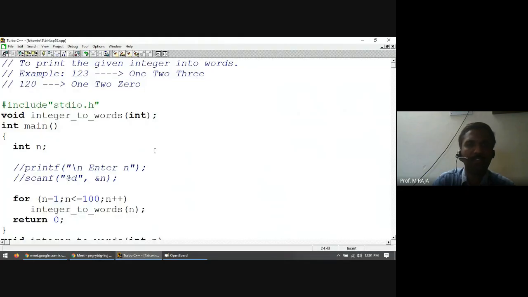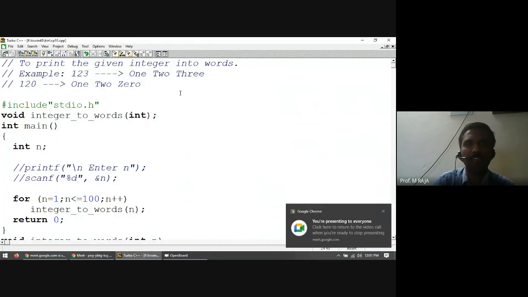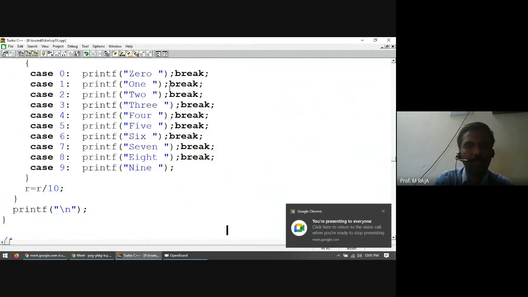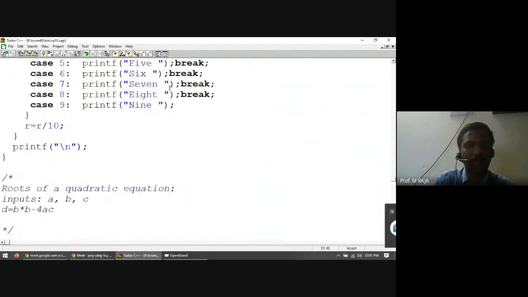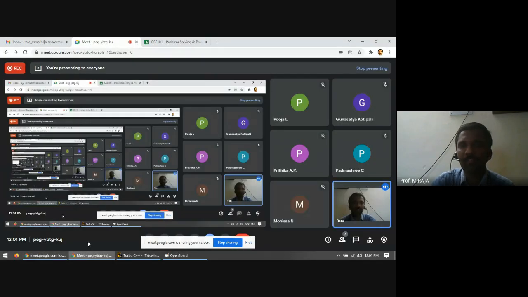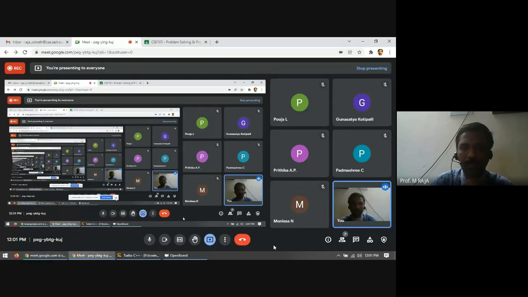Finally, we have discussed how to convert the given integer into words, and I asked you to solve the problem of how to find the roots of a quadratic equation using functions. Given the inputs a, b, c, we need to print the result x1 and x2, and we need to print the nature of the roots. Now, let us solve the problem.